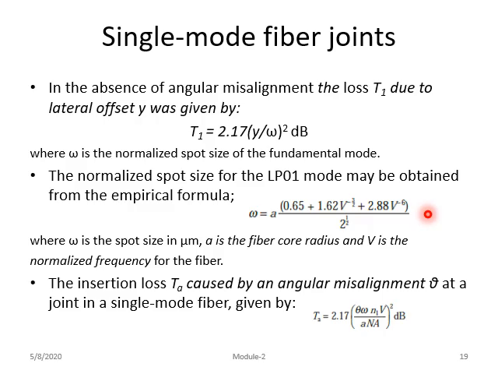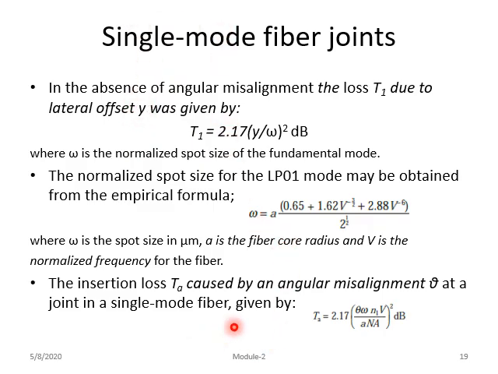ω is equal to a into (0.65 plus 1.62 V to the power minus 3/2 plus 2.88 V to the power minus 6) divided by root 2, where ω is the spot size in micrometers, a is the fiber core radius, and V is the normalized frequency for the fiber. So once you calculate the normalized spot size, you can calculate the total loss due to the lateral offset of y with the single mode fiber.